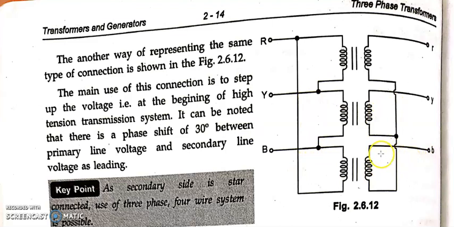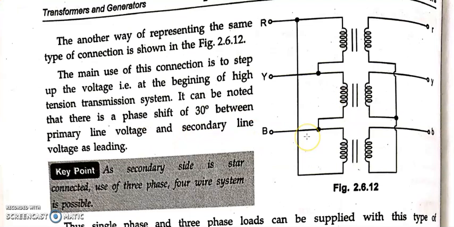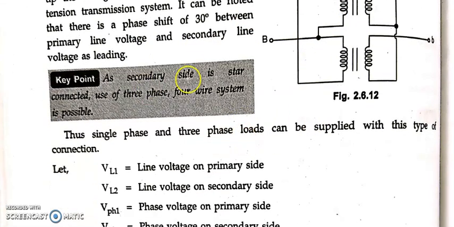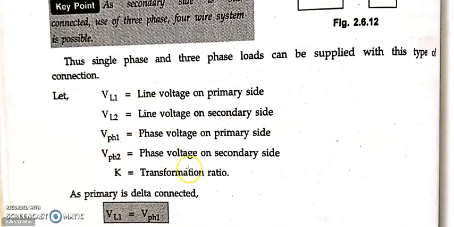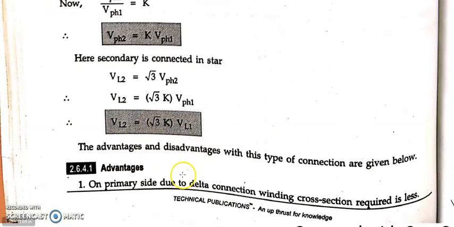So we're going to use such a type of connection to step up the voltage at the beginning of the high tension system. Say there is an alternator, and you want to step up the voltage. In that case, you're going to use such a type of transformer. Again there is a phase shift of 30° between this and this. Since we have a secondary side of star connection, a 3-phase 4-wire system is possible there. Okay, these notations are the usual notations which you already learned.